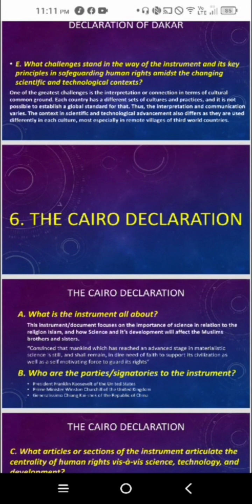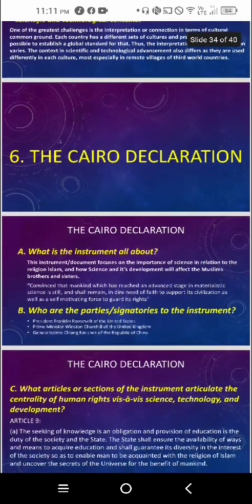The context of scientific and technological advancement also differs, as they are used differently in each culture, most especially in remote villages of third world countries.